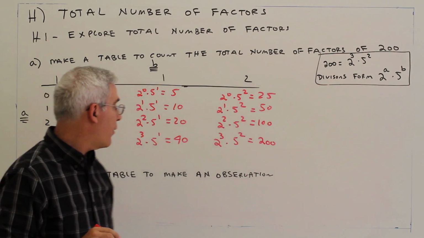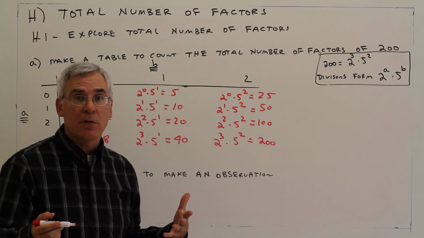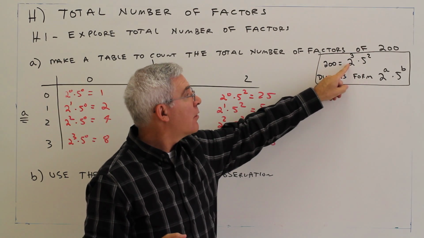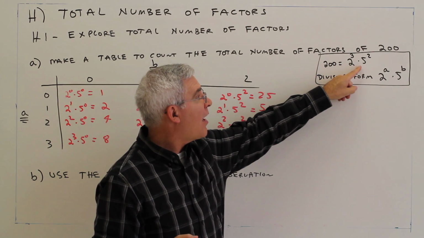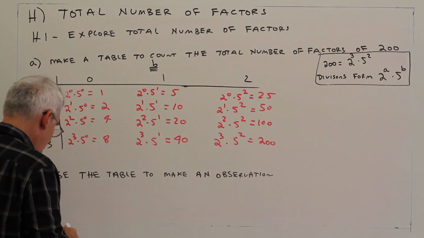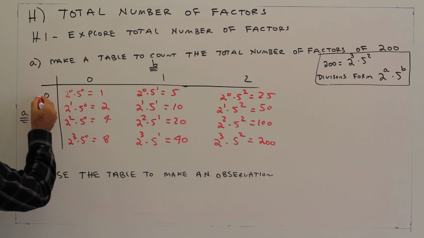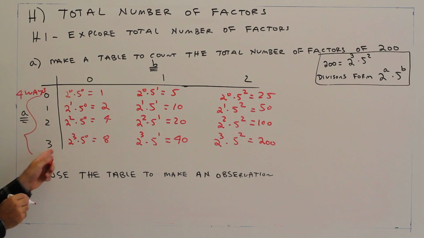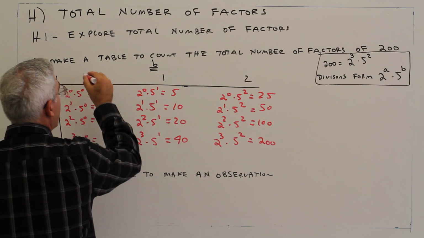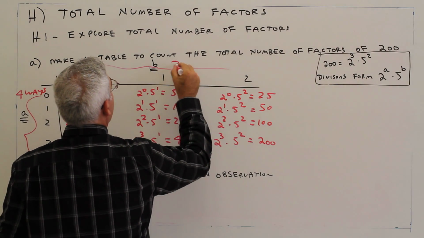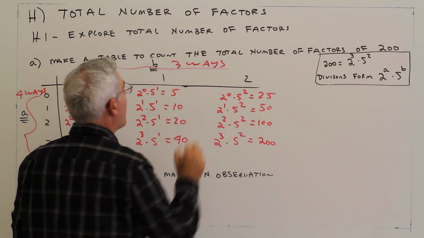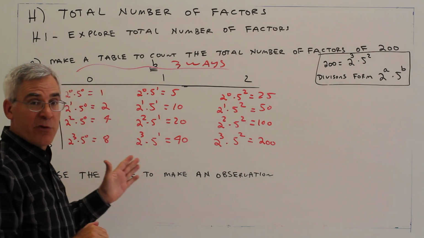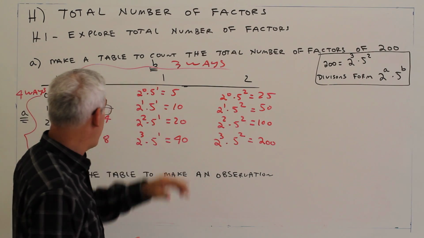They're going to have this form. Now we're going to make an observation. My prime factorization was 2 cubed times 5 squared. Note that there are 4 ways of having this step, and there are 3 ways of having this step. So that makes a total of 12 ways. 4 times 3 equals 12.